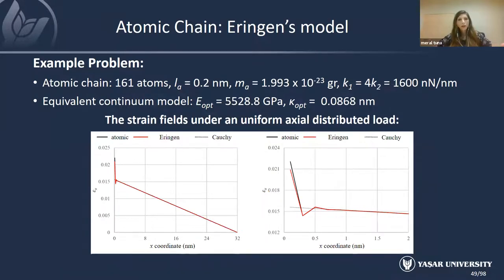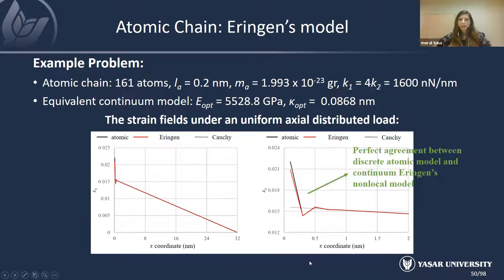So using these optimized parameters, we try to compare the deformation field, or let's say the strain field, of the atomic chain and the equivalent continuum model. For this purpose, we consider an atomic chain under uniformly distributed axial load. As we can see here, there is a perfect agreement between the discrete model and Eringen's model, because both cover long-range interactions. So the capability of Eringen's model in such systems is presented, I believe.